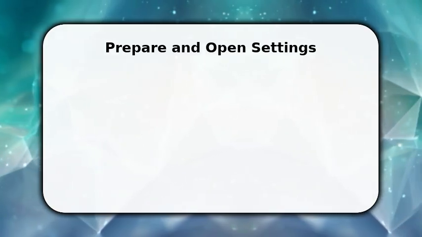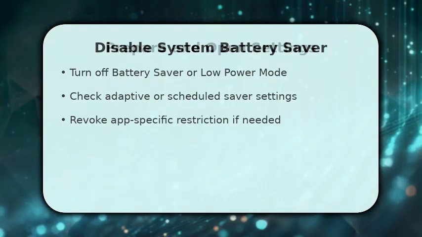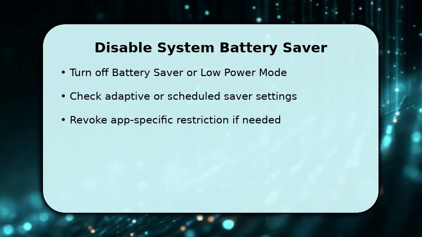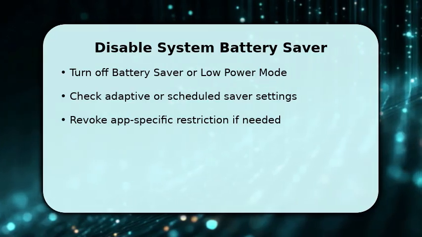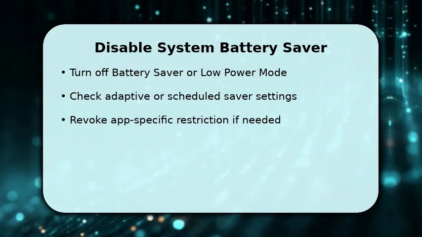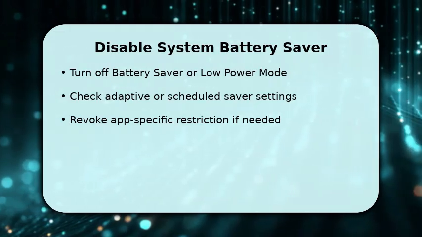Once in the battery screen, tap Battery Saver or Low Power Mode and switch it off. This restores normal background activity and CPU performance immediately. Make sure to also open Adaptive or Scheduled Saver settings and disable any automatic triggers. Otherwise, the mode may restart at a preset battery percentage or time.